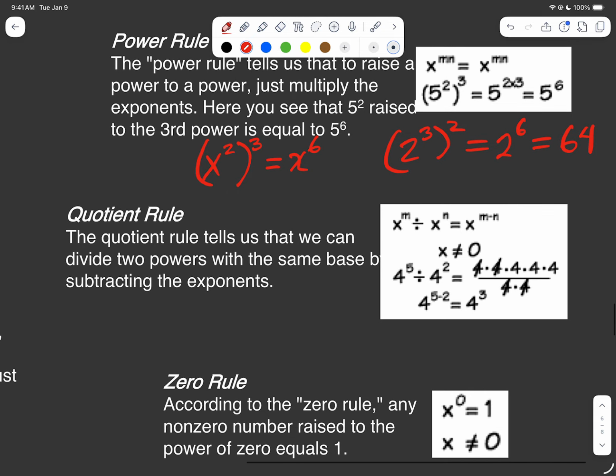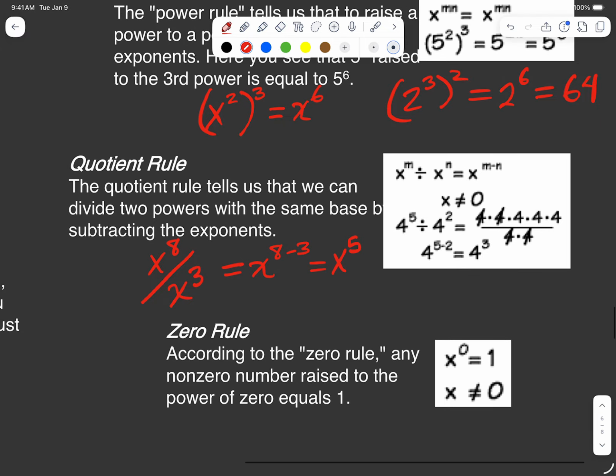The quotient rule is the division version of the product rule. If we're dividing powers with the same base, again, the same base, we subtract the exponents. So, x to the 8th divided by x cubed. The 8 minus 3 gives us 5, and that becomes x to the 5th, right?